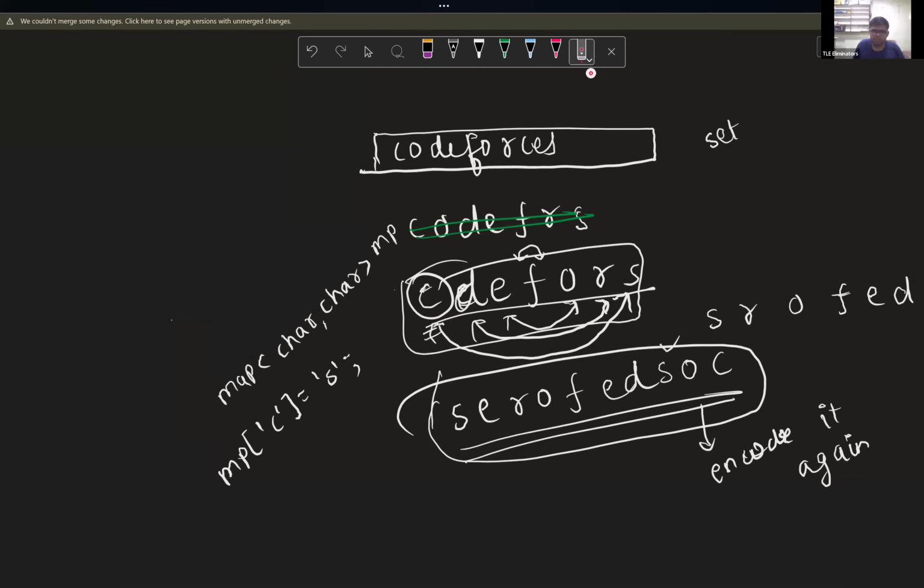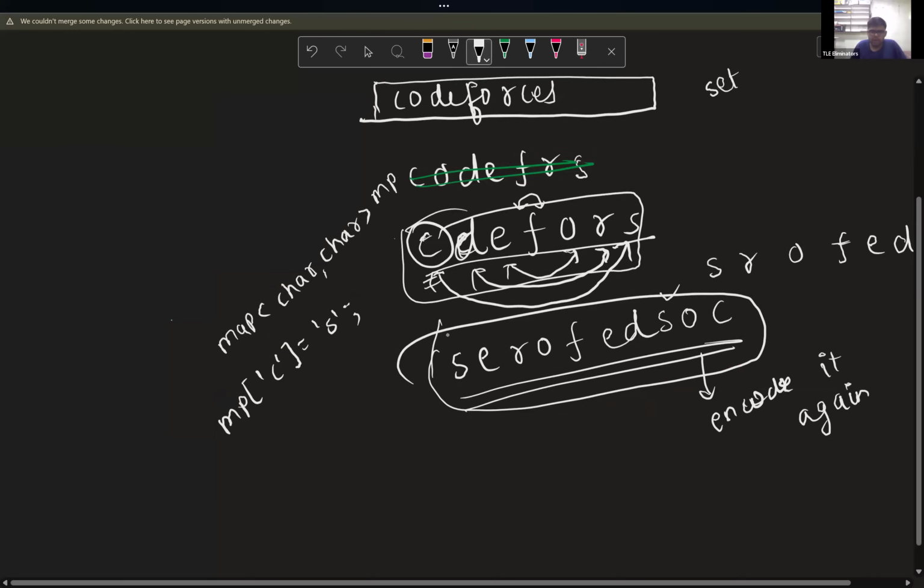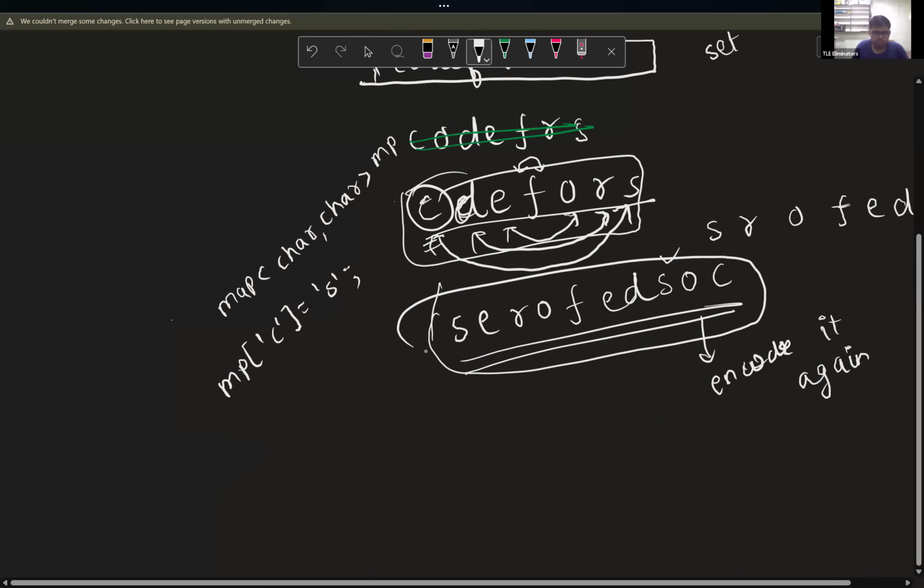And once you're done with mapping these characters with each other, after that, just iterate over the string and replace the characters similarly, in this way. So I hope that it makes sense. Like for this problem, that's it. That's all you have to do.